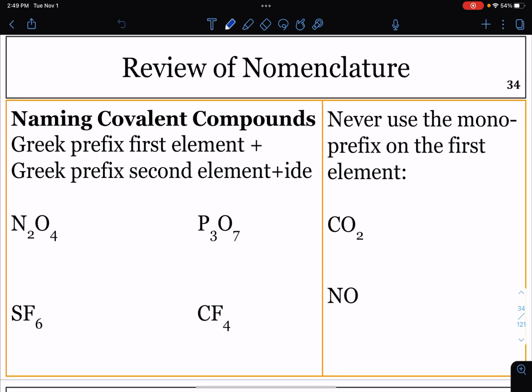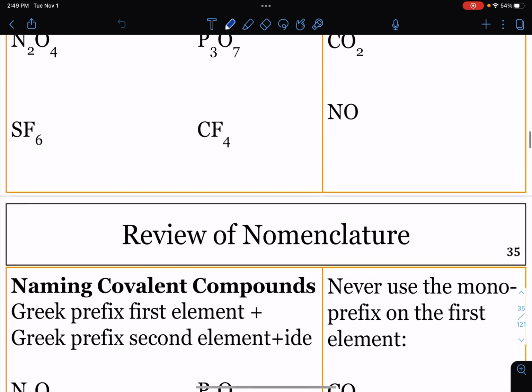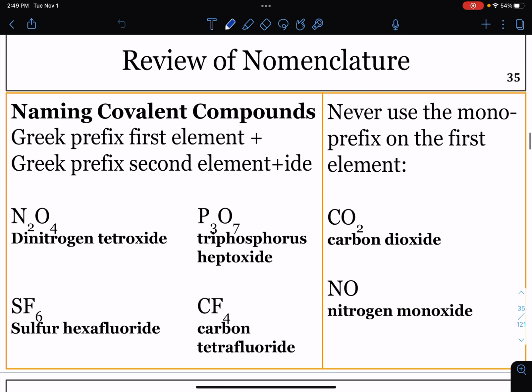So we would name this, the N2O4 is dinitrogen tetroxide, tetraoxide. You can say tetraoxide or tetroxide. Typically we do drop off the A in the tetra prefix. The next one is triphosphorus heptoxide. So here's the answers.